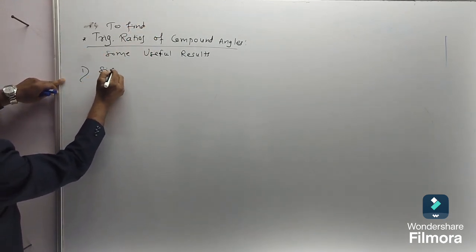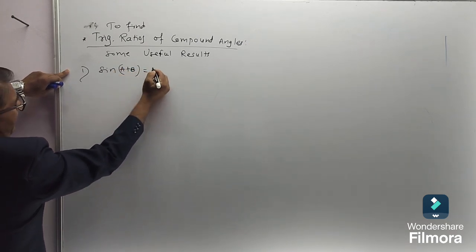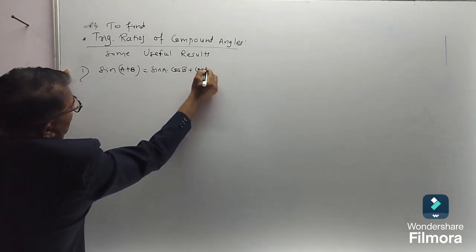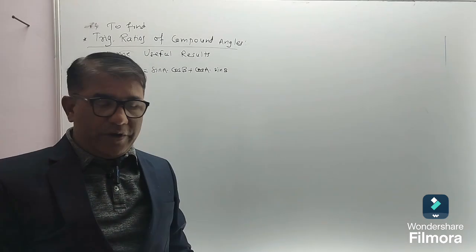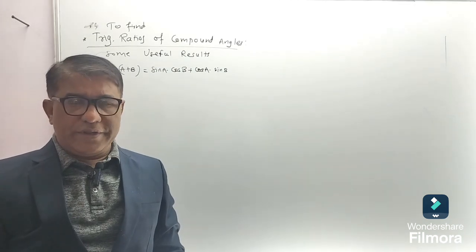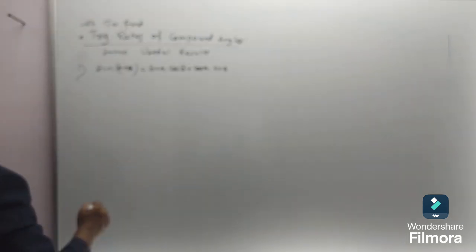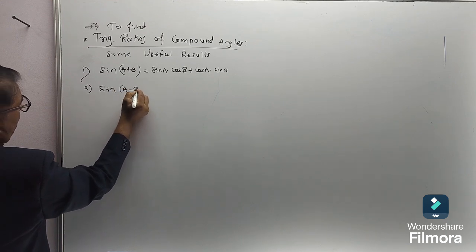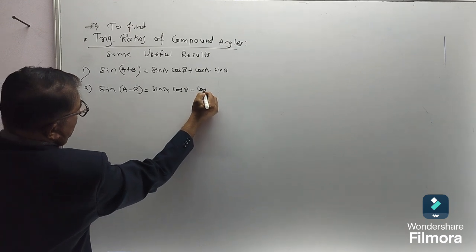Yes, sine of A plus B, we know, is sine A cos B plus cos A sin B. I am telling you, these formulae are very important. From this is another starting of trigonometry. From here we can derive so many results of trigonometry. Second one, so remember it: sine of A minus B is sine A cos B minus cos A sin B.